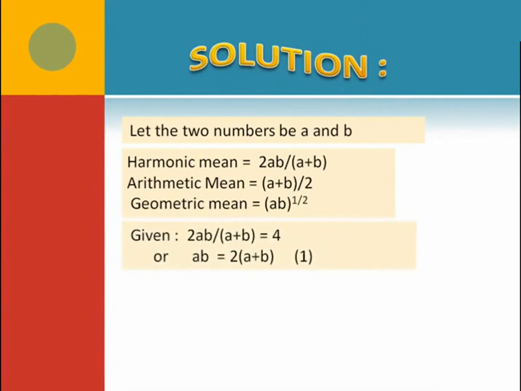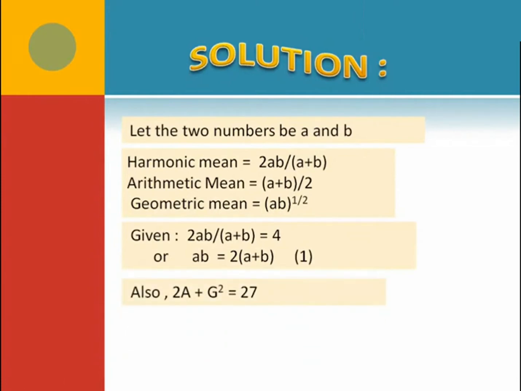Now given to us is harmonic mean is equal to 4, therefore 2ab by a plus b would be equal to 4, or ab would be equal to 2 times a plus b. Let us say that this is equation number 1. So ab equal to 2 times a plus b is our first equation.